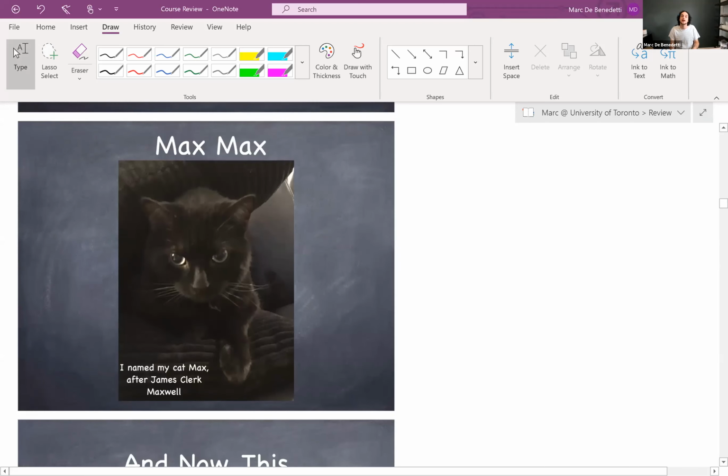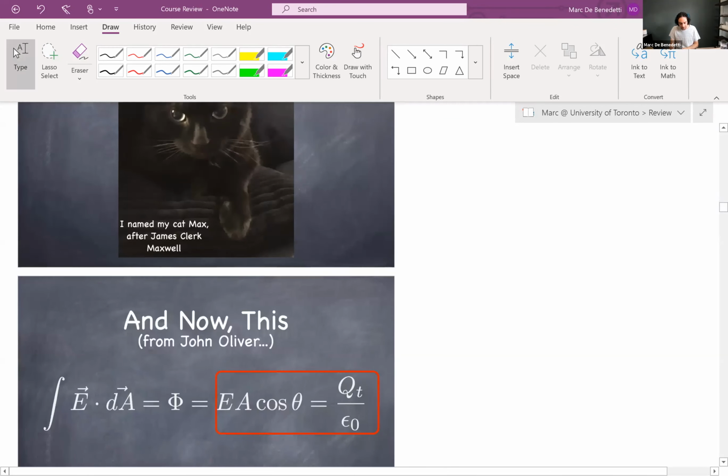Just a reminder, I have a black cat. I think he appeared in one of the videos. He was sitting beside me yelling at me in one of the lectures. And I named him Max after James Clerk Maxwell, just to illustrate how prevalent and important Maxwell's equations are.